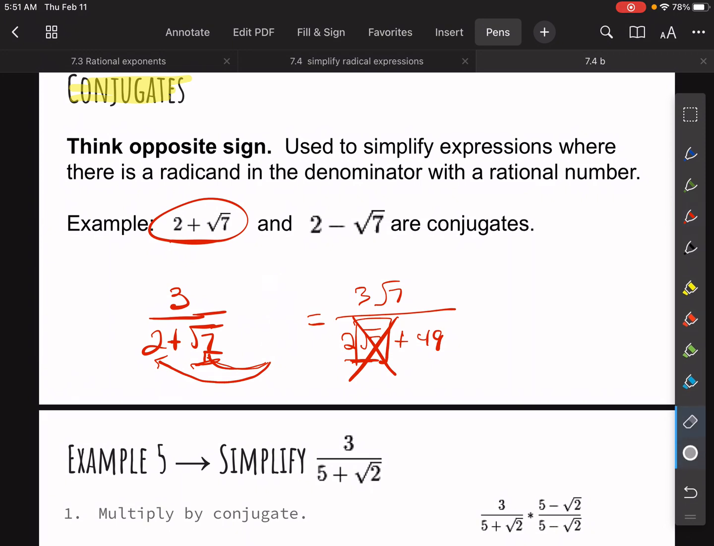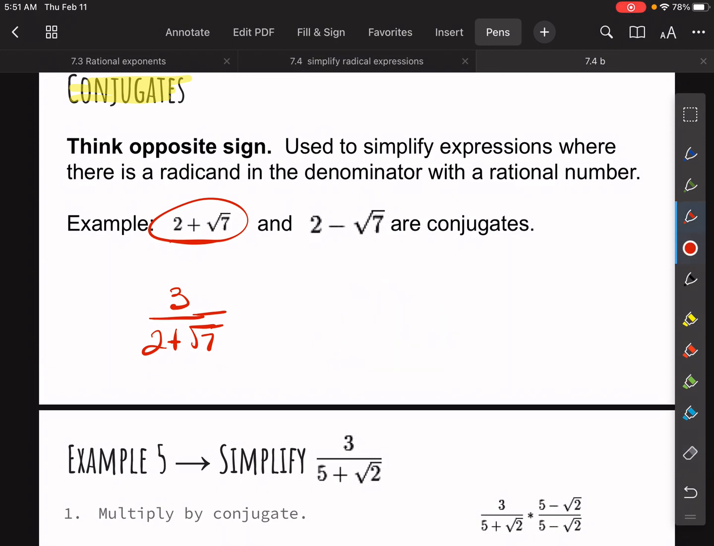So let's work this same problem using what we call a conjugate. To be clear, you only use a conjugate when there is a plus or minus sign between radicals, or between a radical and a whole number. So instead of just multiplying by root 7, I'm going to multiply by 2 minus root 7. I always use the opposite sign of what's here. So it's the same thing with the opposite sign. And I'm going to teach you how this works.